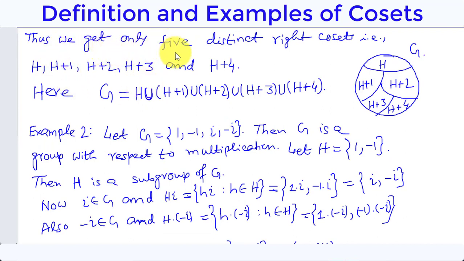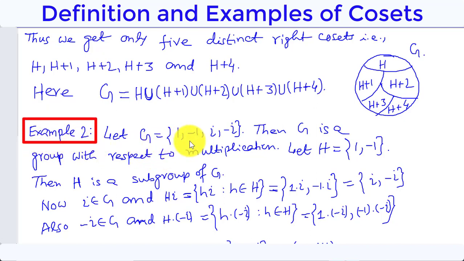Thus, we get only 5 distinct right cosets, that is H, H plus 1, H plus 2, H plus 3 and H plus 4, and the union of these cosets gives the whole group G, that is, G is equal to H union H plus 1, union H plus 2, union H plus 3 and union H plus 4. Here G is the union of all right cosets of H in G. No two right cosets have elements in common.